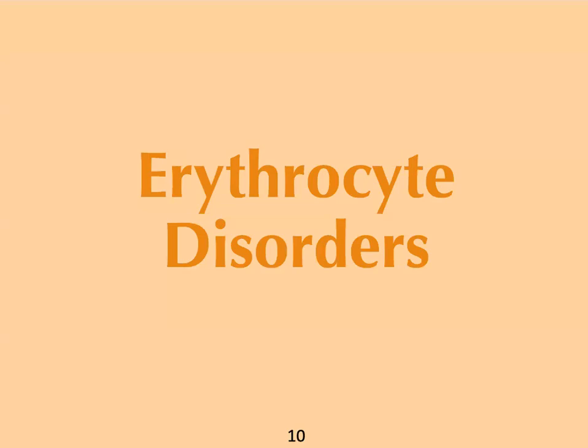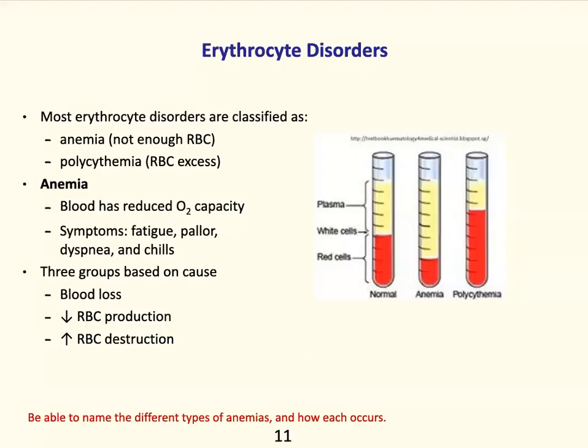Now let's talk about erythrocyte disorders. Erythrocyte disorders can be divided into two broad categories: anemia and polycythemia. Anemia is when you have an insufficient red blood cell count. In other words, your hematocrit is below around 45. So someone with a hematocrit of 30 would be anemic.